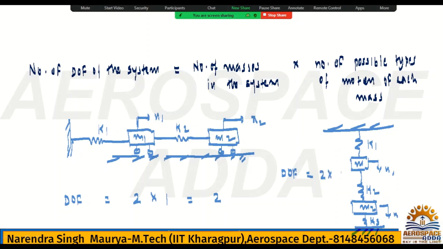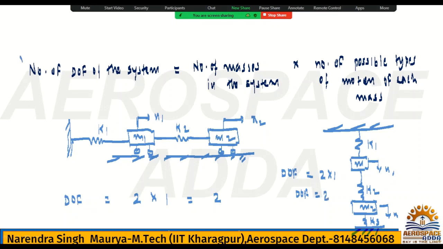2. And what is the possible type of motion? It's 1 only. So what is the degree of freedom here? It's 2 into 1, that is 2. Suppose in the same case one more mass is added, then the degree of freedom will be 3. So in that way you can find it. This is the formula you need to remember.